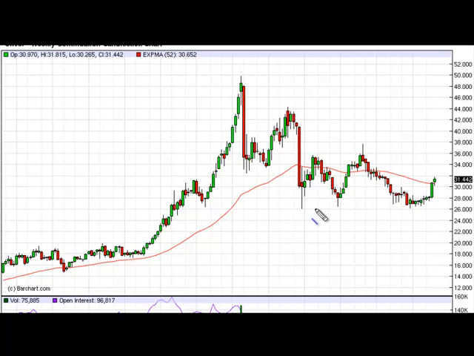So we already have support here, and all charts start with support and resistance. I don't care what kind of trading, what kind of system you want. If you're not using support and resistance, you're done.